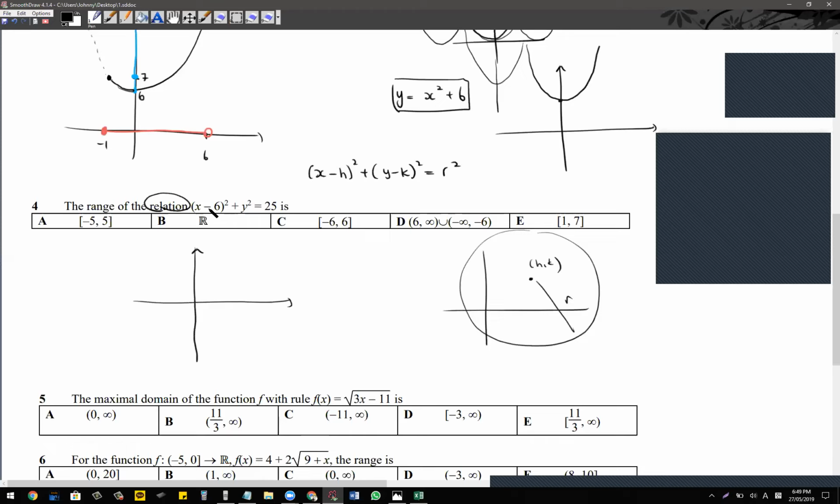So this one here has center at +6. So there's a negative sign by default. You have 6, and this is y minus 0. So the center is (6, 0). And because it's 25, this one is the same as 5 squared. So the radius is 5, so it reaches there, there, there, and there. So you get a circle like this.